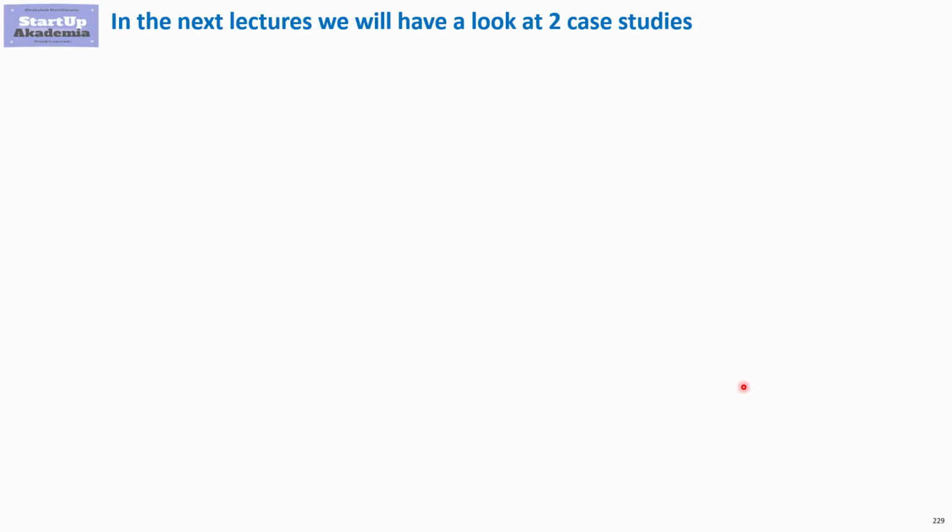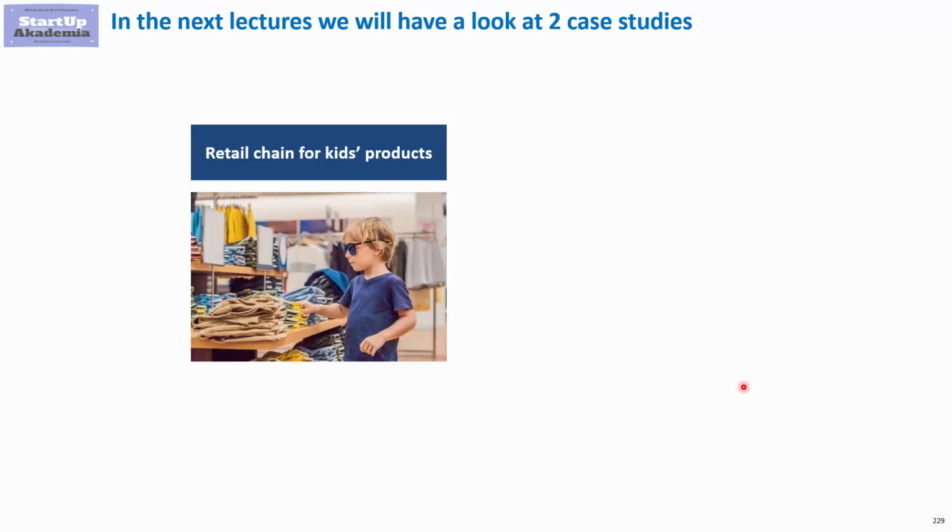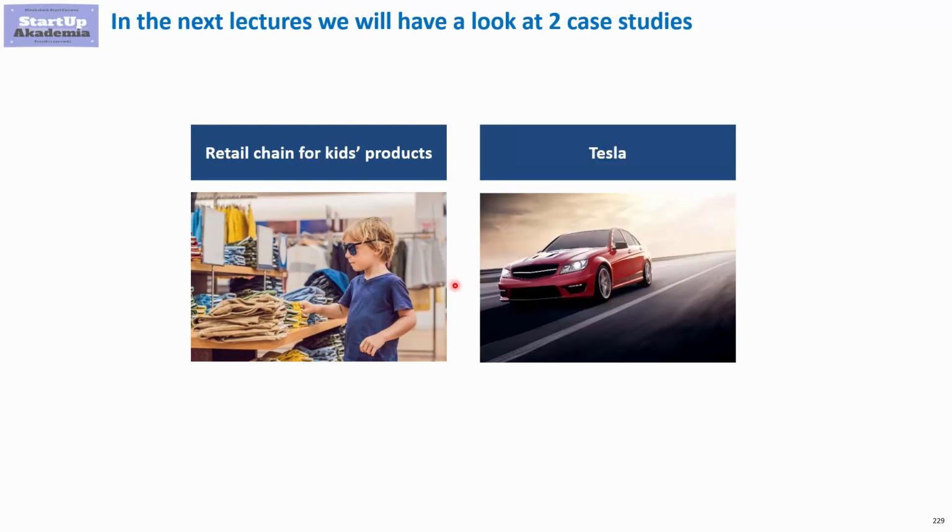To help you understand how enabling investments work, let's have a look at two case studies. First, try to decide how a retail chain for kids products can do enabling investments to support the sales of its products. As a second exercise, find out how Tesla was doing enabling investments to support the sales of its cars. As always, I recommend pausing now the lecture and trying to solve this case on your own. Once you are done, you can move to the next lecture where I will show you our solution to this case study.